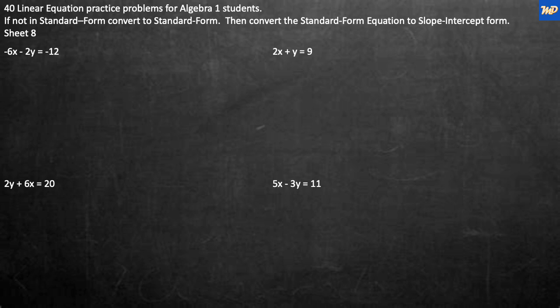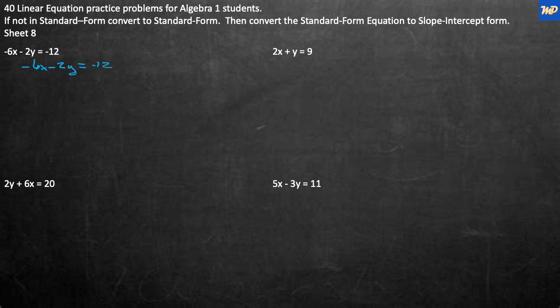But we see right off the bat that we have a negative 6x. The x is negative, it has to be positive. It's in the right order, x, y, and constant on the other side of the equal sign. But we have to get rid of the negative 6. And in order to do that, we're going to divide everything by negative 1. So we're going to start off by saying negative 6x, negative 2y is equal to negative 12. And we're going to divide everything by the negative sign.